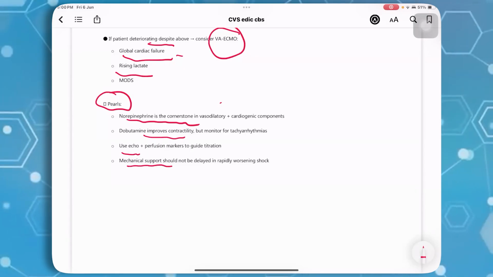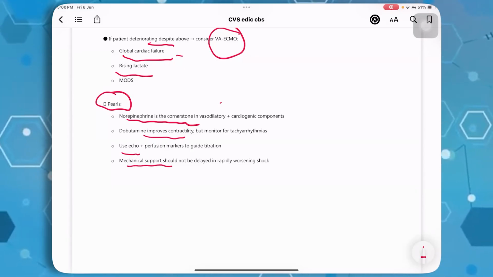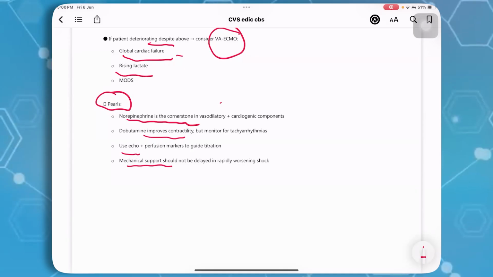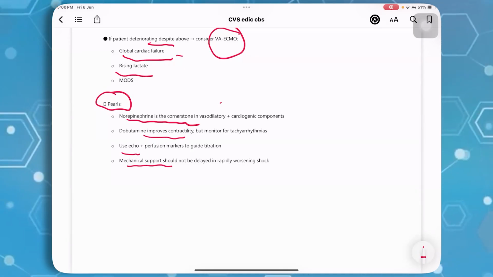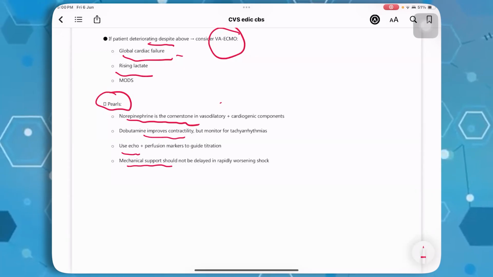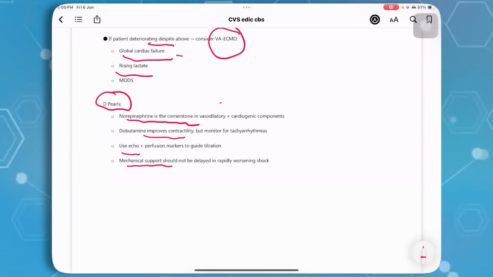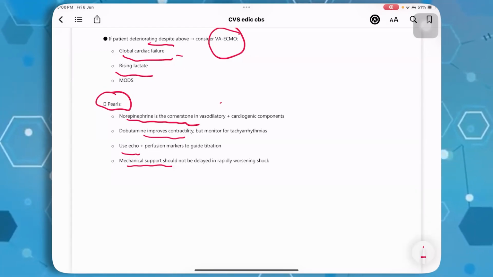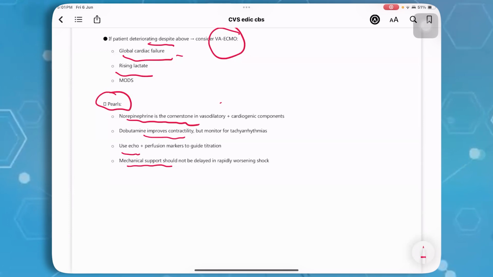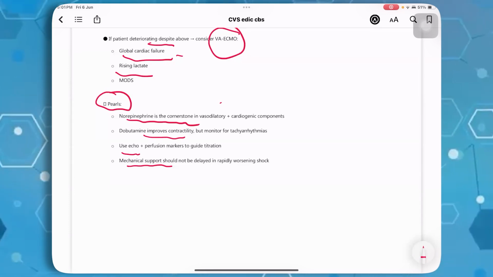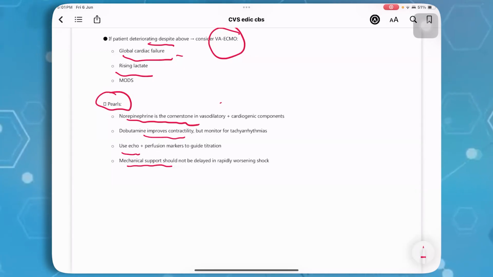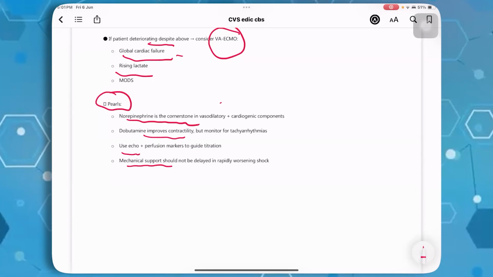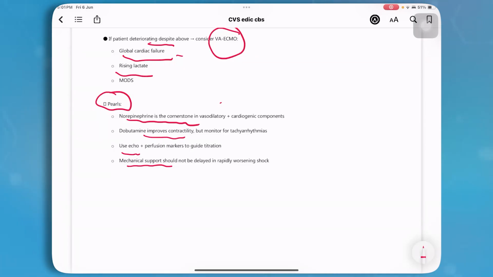Mechanical support, for example IABP, for example LVAD or Impella, for example ECMO, should not be delayed beyond 3 hours. So, whenever a patient has already been in shock for 6 hours, and has been started on inotropes, started on vasopressors, does not improve, and the cardiogenic shock continues to worsen, this is the stage set for mechanical support systems, including IABP, including LVAD or Impella, and including ECMO.